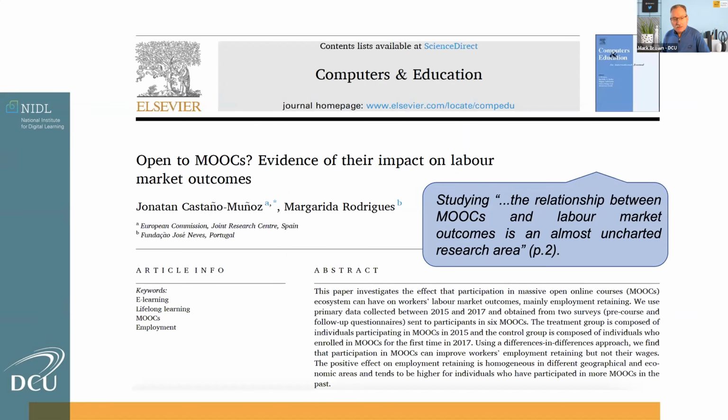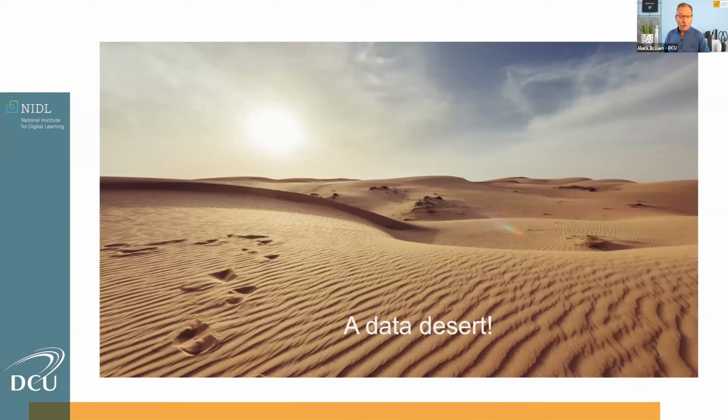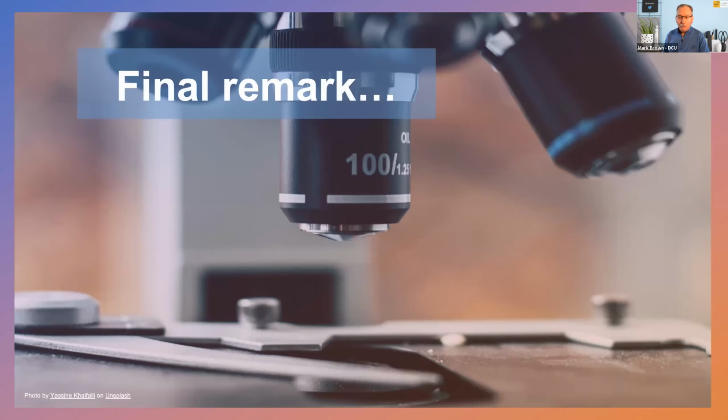And hence another study looked at the labor market impact of micro-credentials, particularly Moocs in this case, of which micro-credentials are a subset in the Mooc world. Studying the relationship between Moocs and labour markets is really uncharted water, which is very surprising given we've had Moocs for 10 years. So the sum of it all in terms of micro-credentials and the public and private return on investment is that it's essentially a data desert. We just don't know.